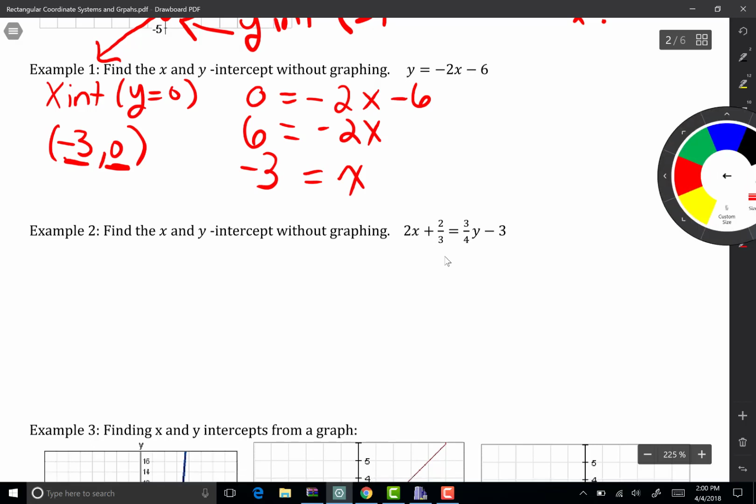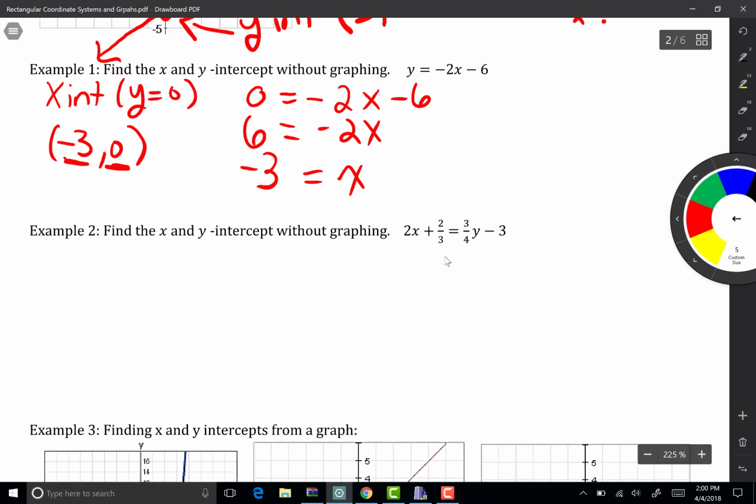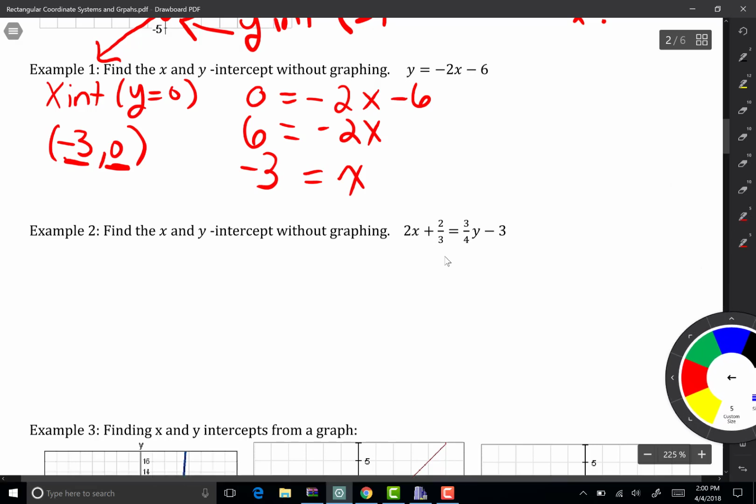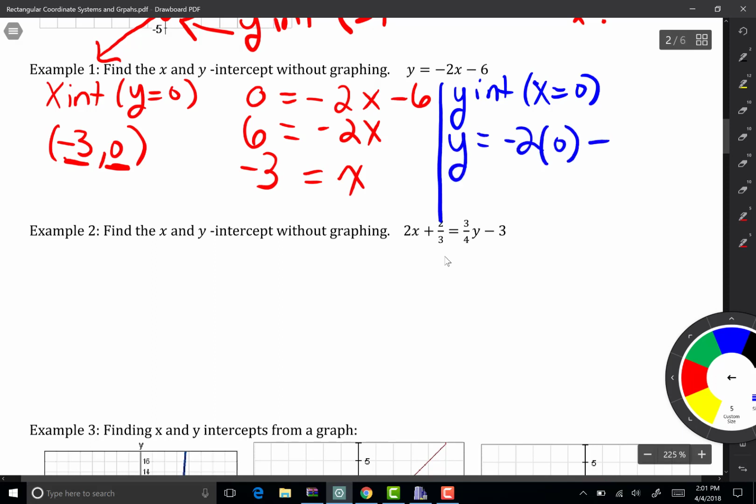Now, let's do the y-intercept. The y-intercept is the value of y when x is 0. So now I'm going to plug in 0 for x and solve for y. -2 times 0 is 0, which gives me a -6. So my y-intercept is going to be the point 0, -6. It's the value of y when x is 0.